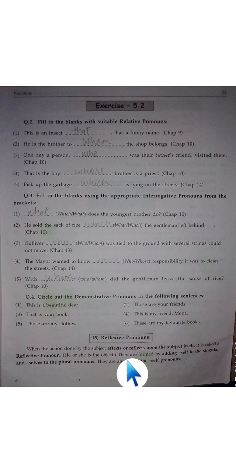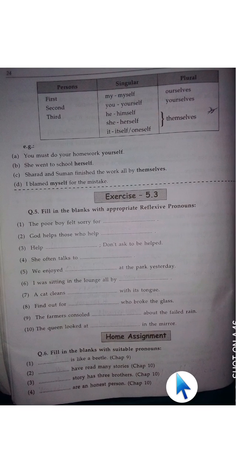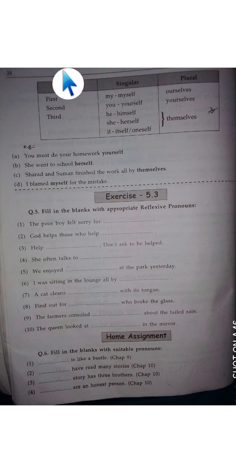Reflexive pronouns are formed by adding self to the singular or selves to the plural pronouns. They are also called self pronouns. Just add self or selves to he, she, they, and I, so we say himself, herself, themselves, and myself. Again, there are three kinds of persons.